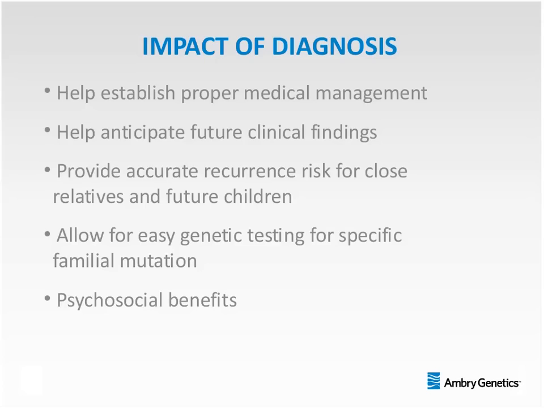What is the impact on a family of having a diagnosis? First of all, it helps establish proper medical management of the child right here and now. If we know that there are medical problems that are associated with a specific gene, then we know what to help treat right now. It also can help us anticipate future clinical findings. It will, in fact, also provide more accurate recurrence risks for all of the close relatives and future children for that couple, as well as for the siblings of the affected child. It allows for easy genetic testing for the specific familial mutation or mutations. And then there's the huge psychosocial benefit for just knowing why your child is the way he or she is.